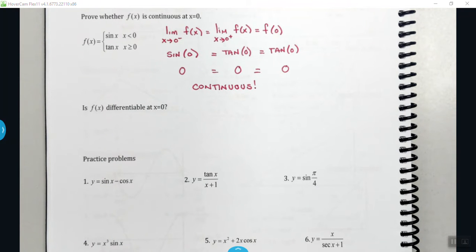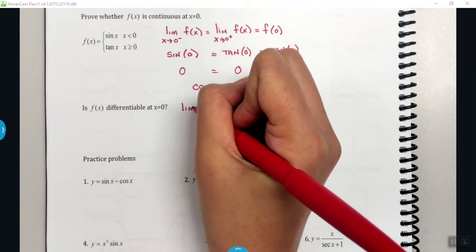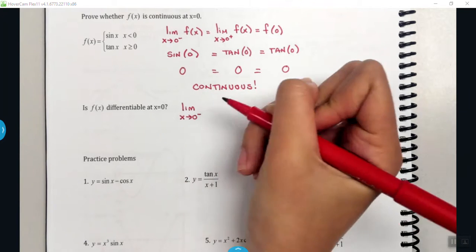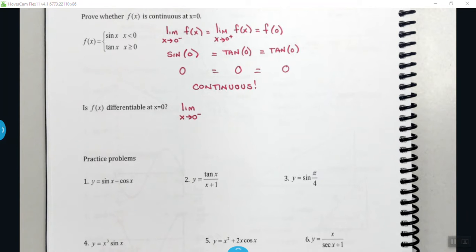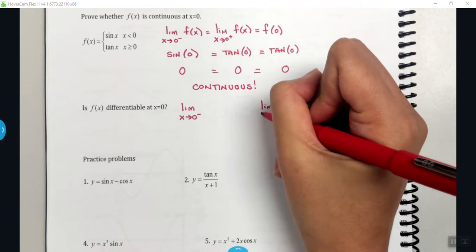Is it differentiable? How do we prove differentiability? Unit 2. Look at that. Everything comes back. We said the limit is equal to the right limit, the limits.